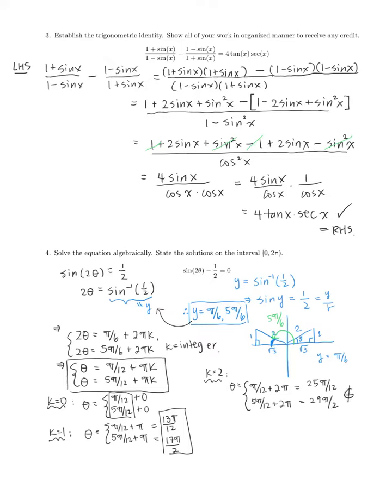This is not inside of 0 to 2 pi. Alright, so it looks like our solution set is going to be, who can we keep? Pi over 12, 5 pi over 12, and 13 pi over 12, and then 17 pi over 12. And here's our solution.